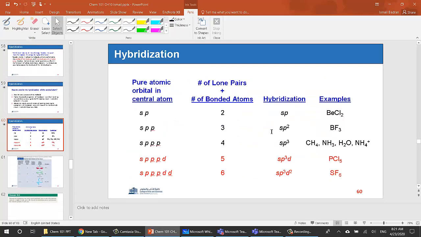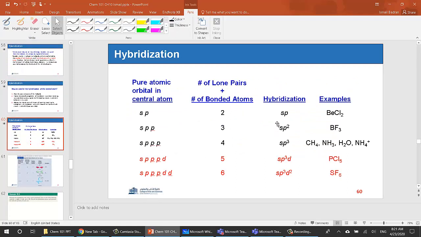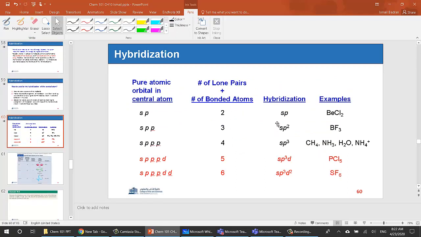Okay. Yeah, this is the table I've been talking about. So sp is linear, sp2 is trigonal planar, sp3 is tetrahedral. So any tetrahedral structure like ammonia, methane, water, NH4 plus. If you draw an NH4 plus, it's going to be tetrahedral as well, and that will be sp3 hybridization, of course, on the central atom.